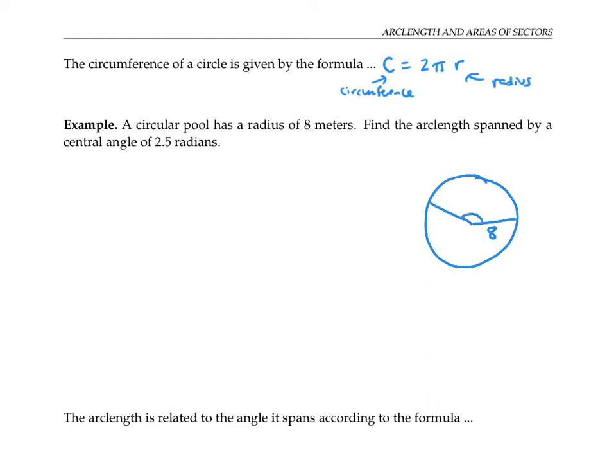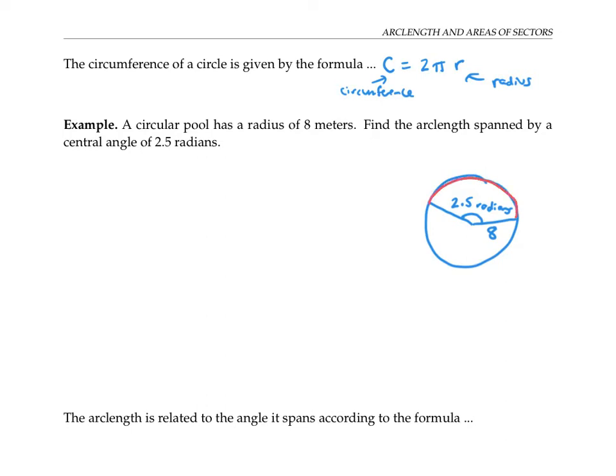So this angle from the center of the circle is supposed to be 2.5 radians. I've drawn the angle as a little bit less than half the circle because half the circle would be pi radians, which is 3.141 radians. So I want to find the length of this arc.